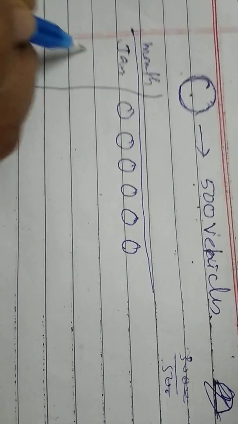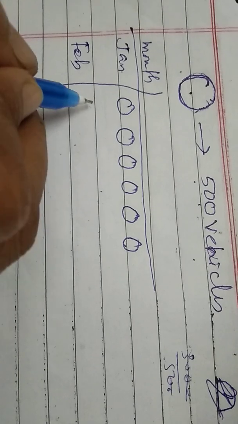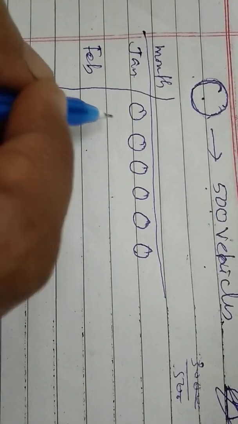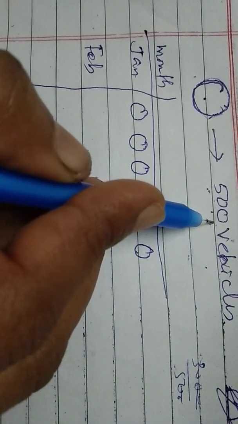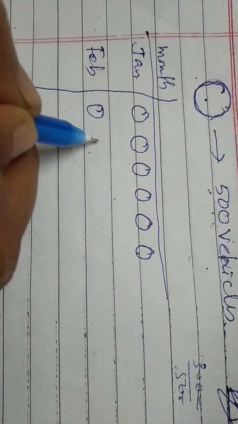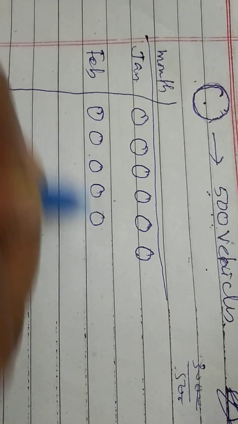For February, 2500 is given. That is 2500 divided by 500. Then we can find out how many circles I have to draw. That is 5 circles I have to draw. 1, 2, 3, 4, 5.